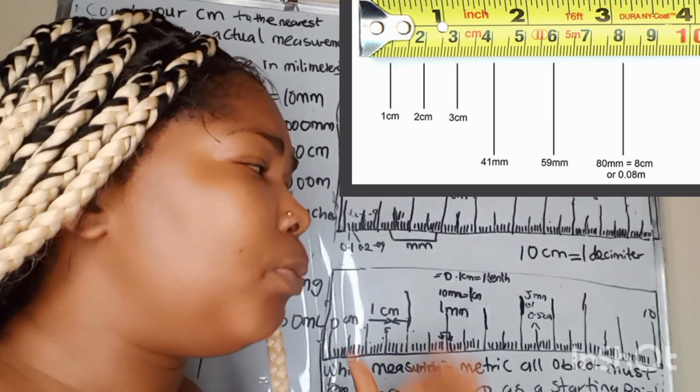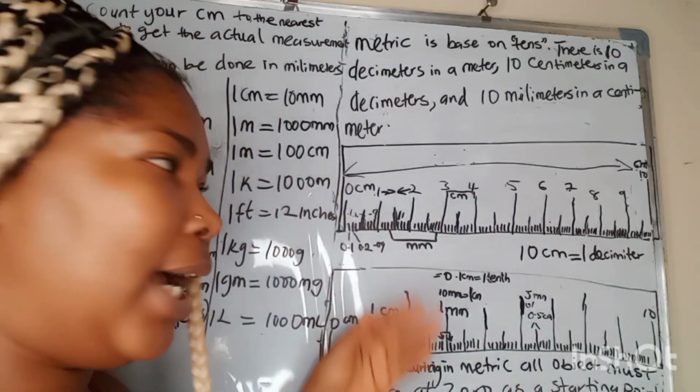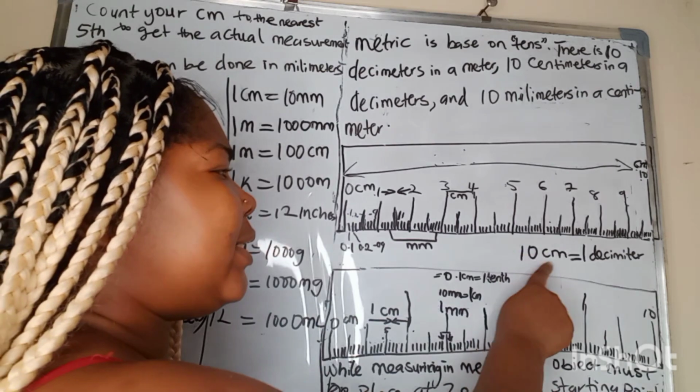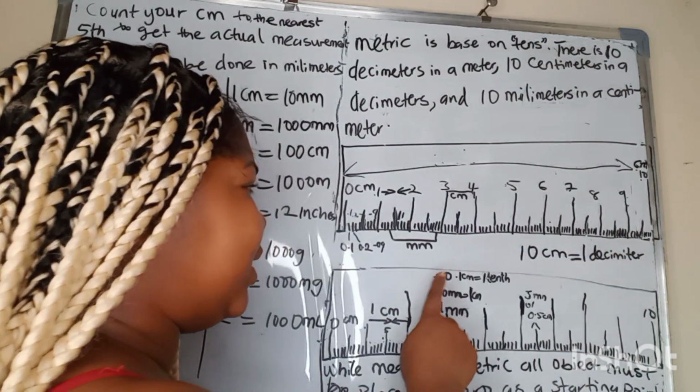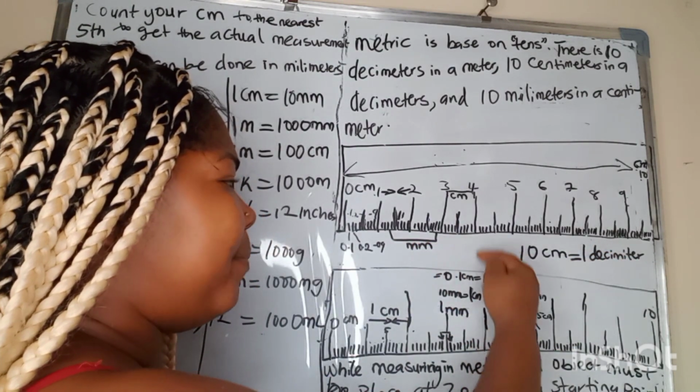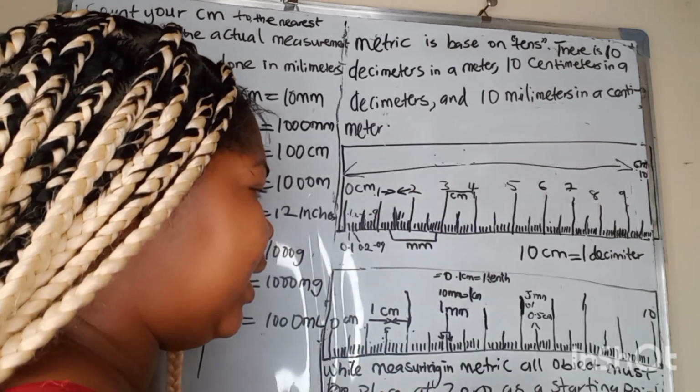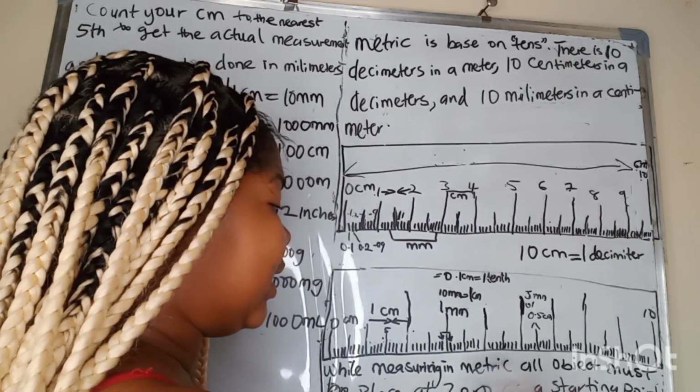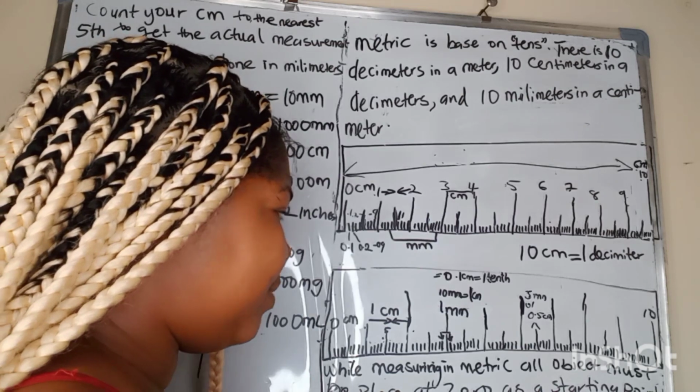But then again, let's move further on how we can understand better. We said that 10 centimeters makes 1 decimeter and 10 millimeters makes 1 centimeter. Now, this is what I have already explained where we call the millimeter and the centimeter.